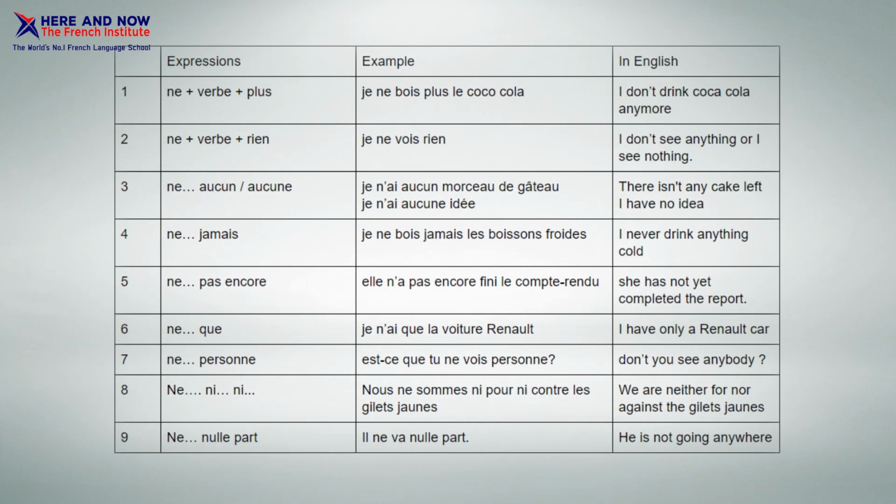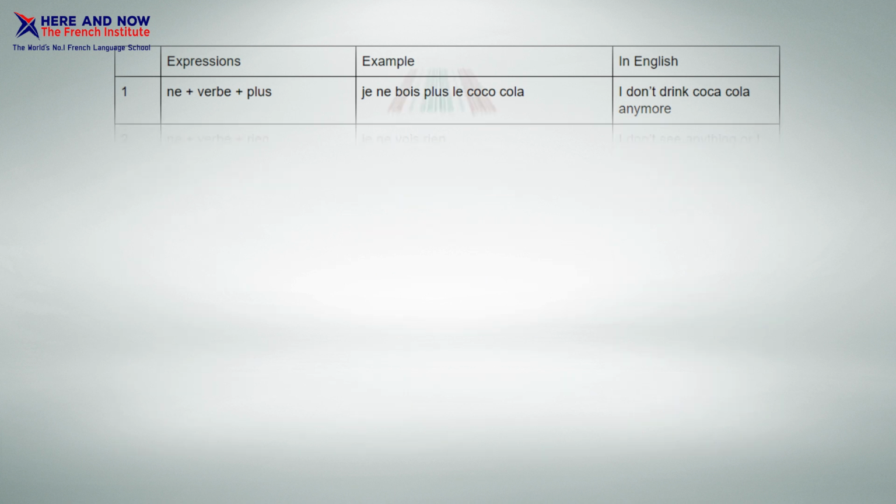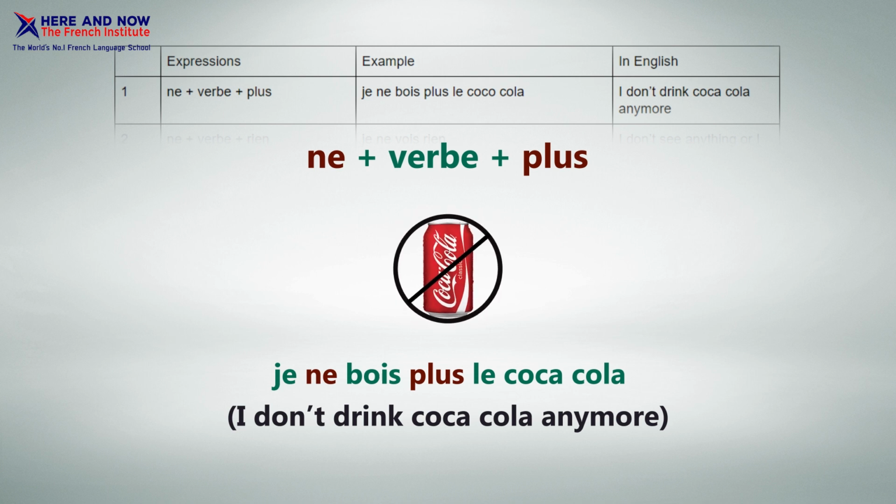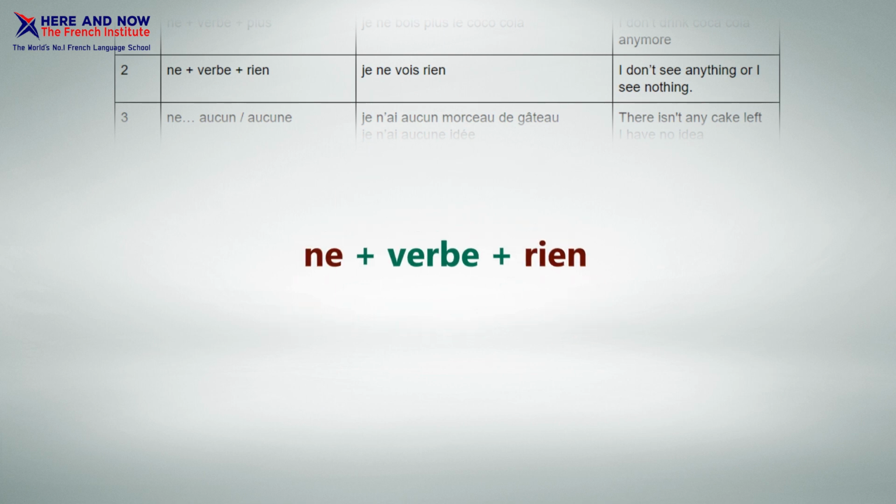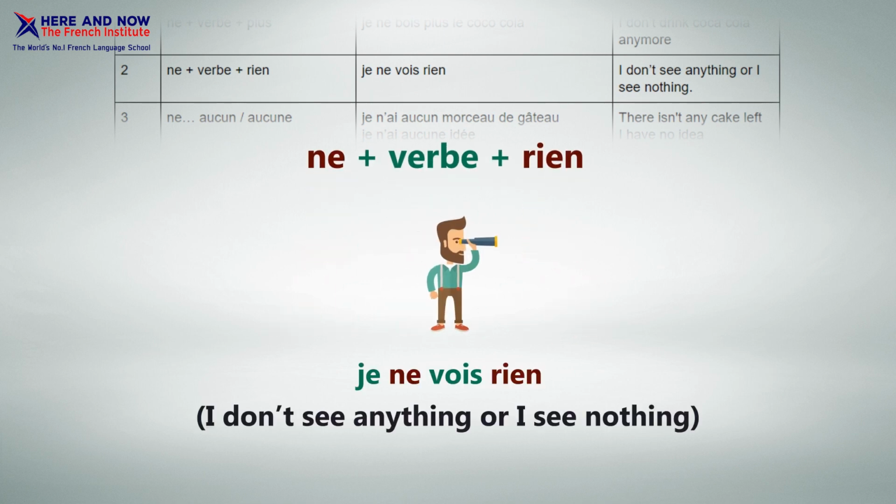We have listed 9 other expressions in negated sentences. For example, ne plus. Je ne bois plus le Coca-Cola. I don't drink Coca-Cola anymore. Ne rien. Je ne vois rien. I don't see anything, or I see nothing.